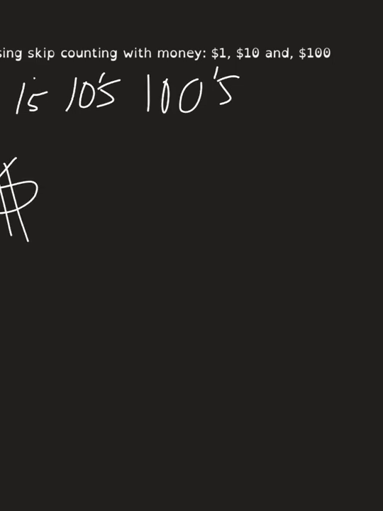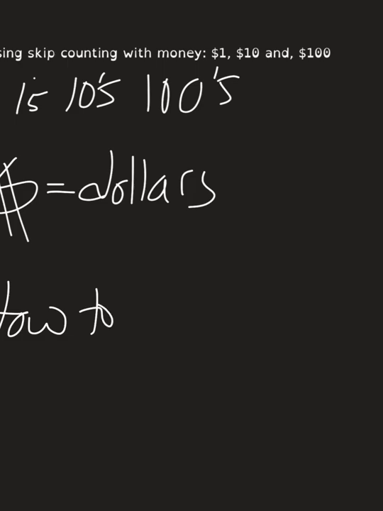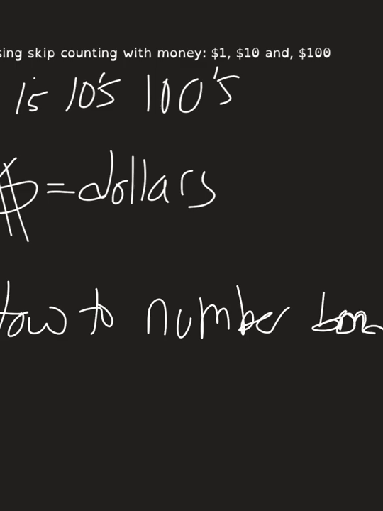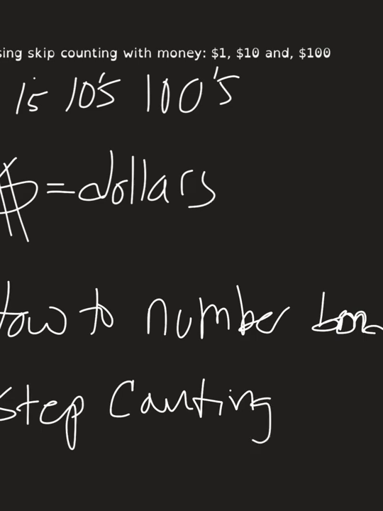That's what this symbol means. This refers to dollars. So, in order to count up to certain amounts with dollars, we need to remember a couple things for today's lesson. The first thing we need to remember is how to number bond 3-digit numbers. We also need to remember our counting up strategies, our 3-step count up strategies. Let's go on to the next page and check out some examples.